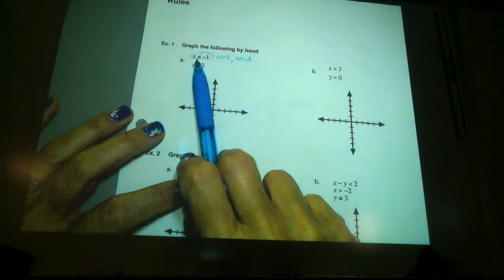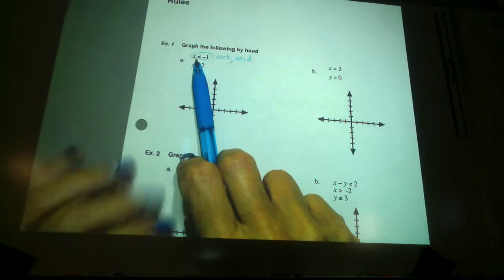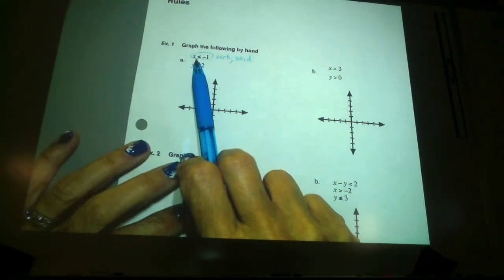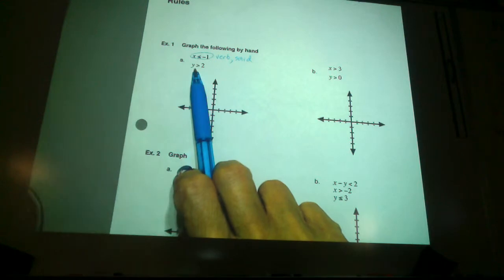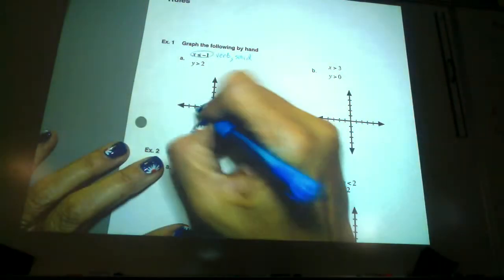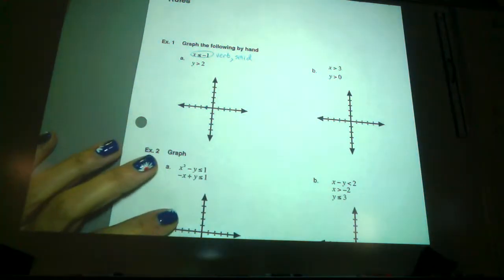If there's an equals to sign, then it's a solid line. If that equals to mark is missing, it's dotted. So we're going to go ahead and place a point on the x-axis at -1.